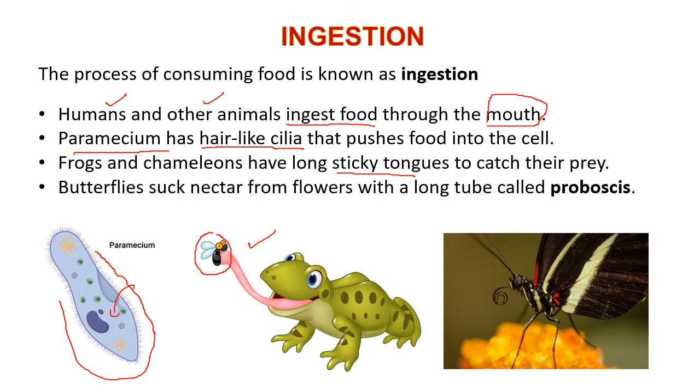On the other hand, look at this third diagram, which is a butterfly. Butterflies actually suck nectar from the flowers, right? With the help of this long tube. See, this is a particular tube known as the proboscis. So these are the different mechanisms by which animals ingest their food.